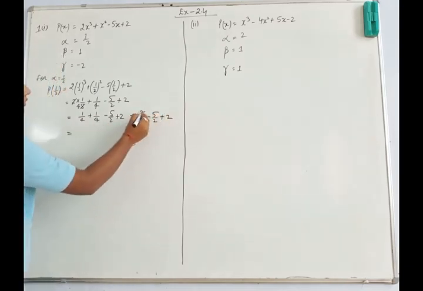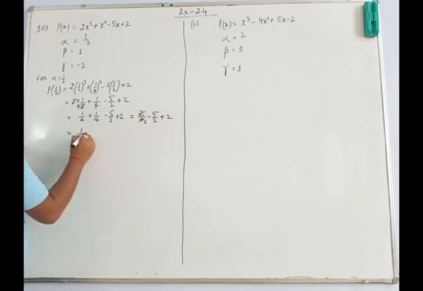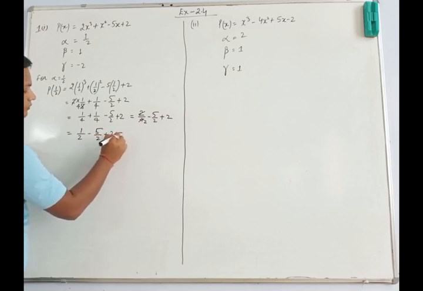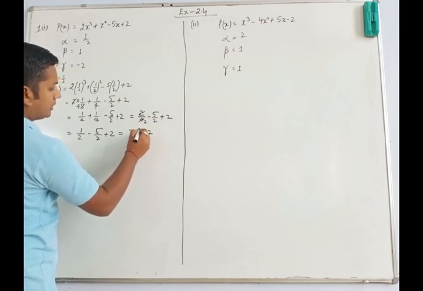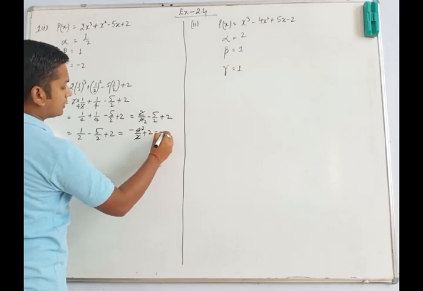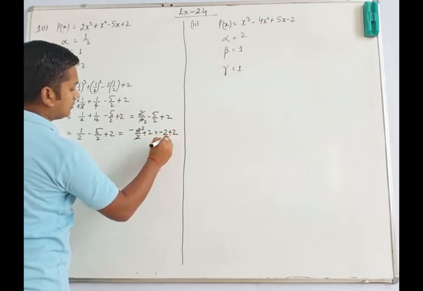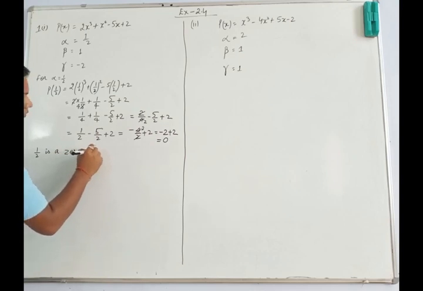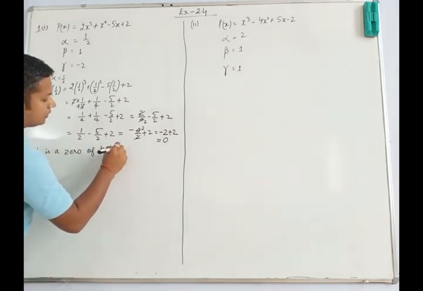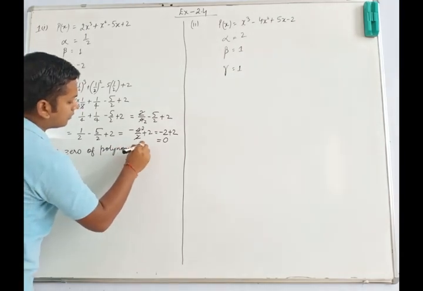So that is half minus 5 by 2 plus 2. This will give you minus 4 by 2 plus 2. 4 by 2 means 2, so it becomes minus 2 plus 2, which is 0. So we can say that half is a zero of the polynomial p(x).